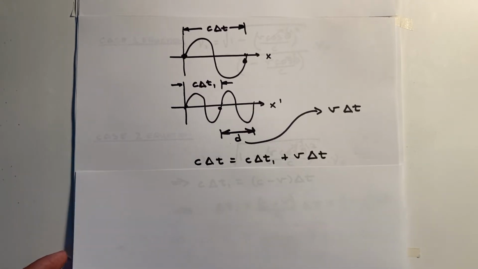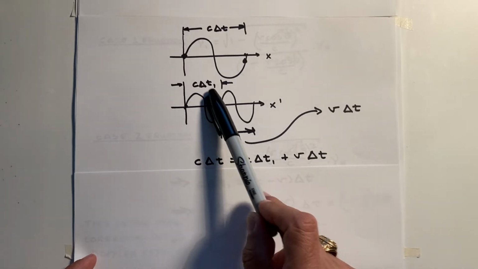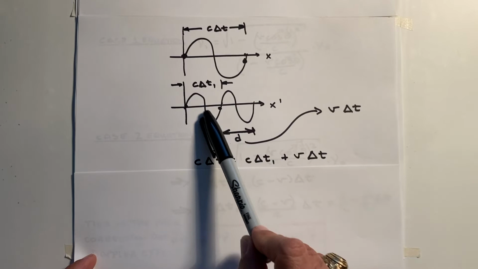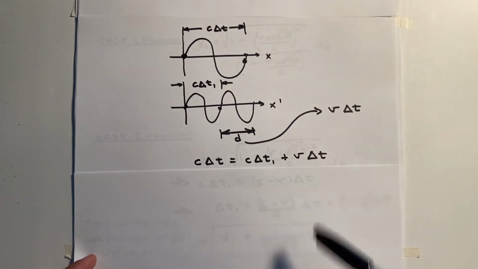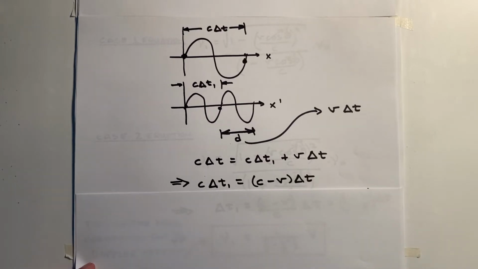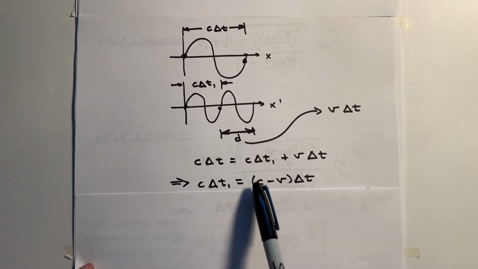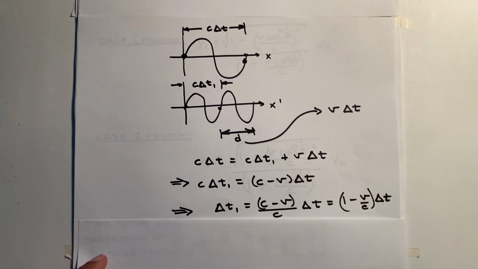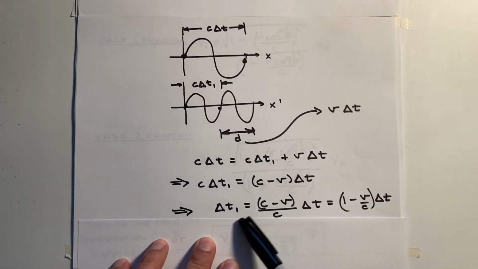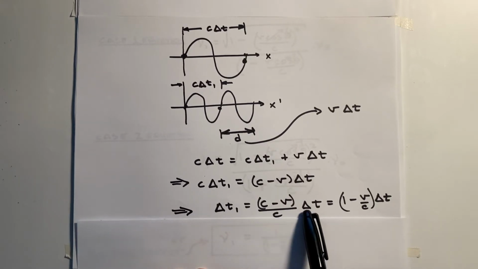So now we can write this down to get a little bit of insight. It becomes c delta t equals c delta t1, which is this quantity, which you can see is smaller than the original one, plus this d, which is v delta t. Now we can go ahead and isolate our delta t1 term on the left-hand side. c delta t1 equals the difference of c and v times delta t. Or we can say then that delta t1 equals, by dividing by c, (c minus v) divided by c times delta t, or 1 minus v over c times delta t.